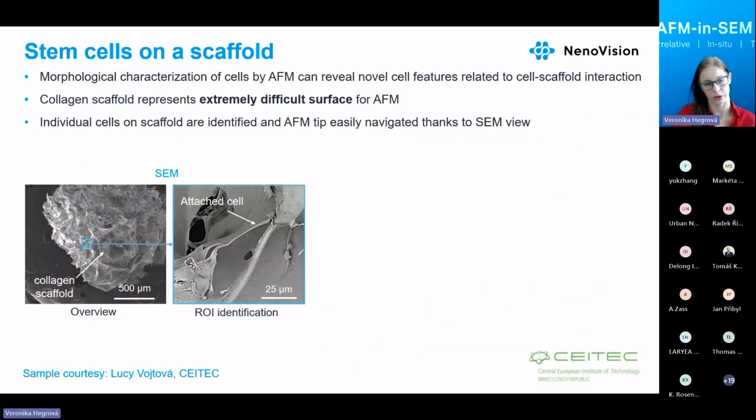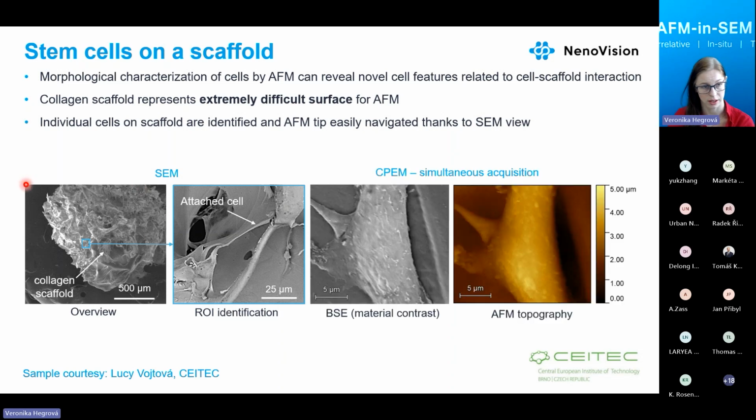If we move on to the life sciences application, morphological characterization of cells by AFM can reveal novel cell features or understanding the cell scaffold interaction. And so, as many of you probably know, collagen scaffold is an extremely difficult surface, as you can see over here. So it's very hard for the AFM to locate the cell and get the tip there. So SEM helped a lot finding such cells and navigate the tip easily and safely to the location.